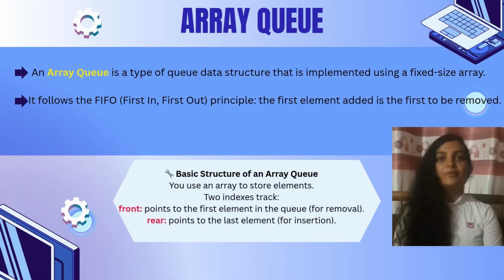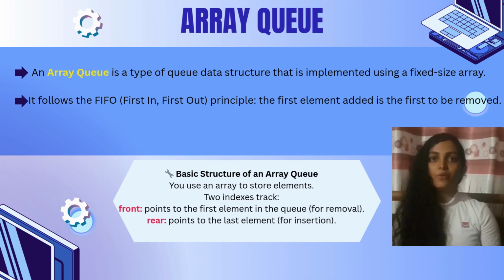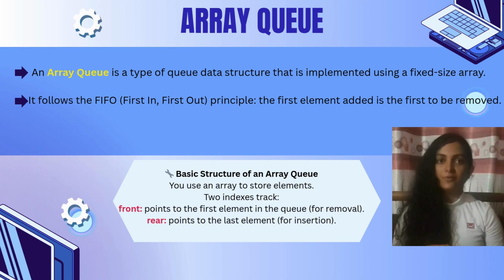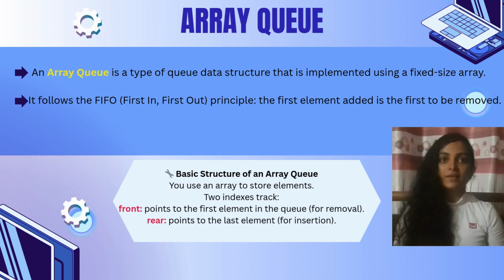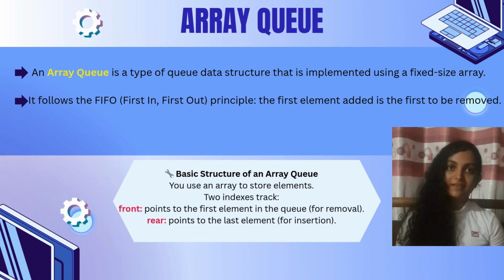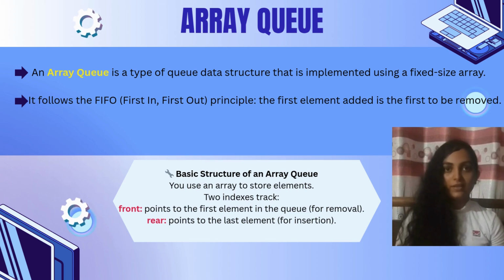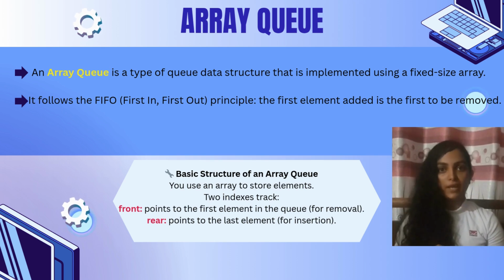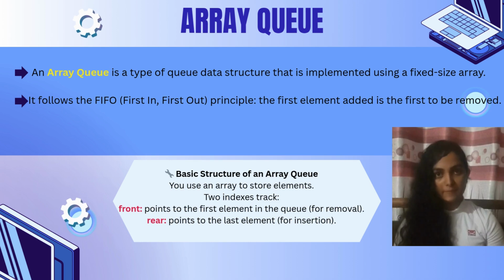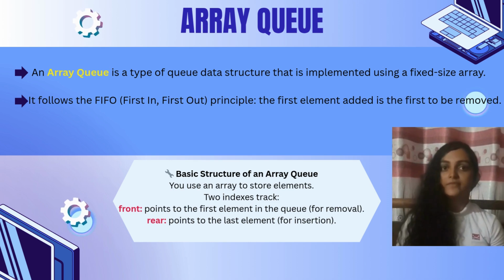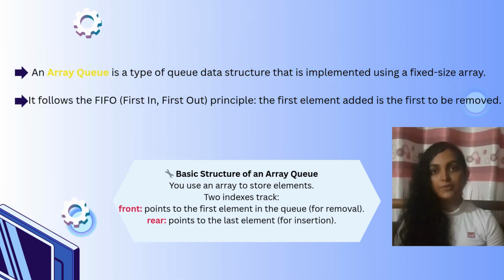In an array queue, we use a fixed size array to hold elements. We track front, rear and count. Front is the index to remove an item from. Rear is the index to add an item to. Next one is count. It is the number of elements currently stored. To prevent wasted space, we use a circular approach. If we reach the end of the array, we wrap around using modulo.